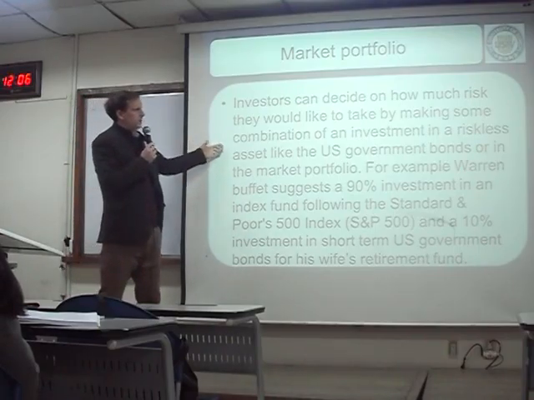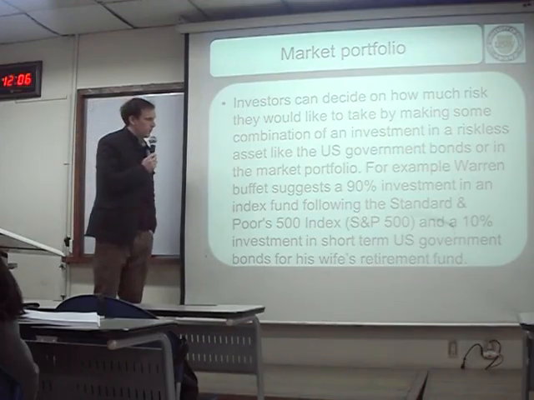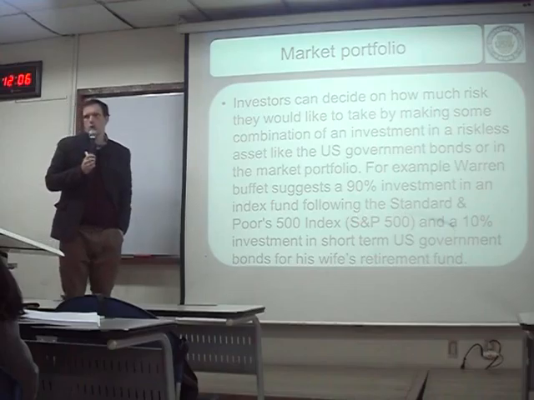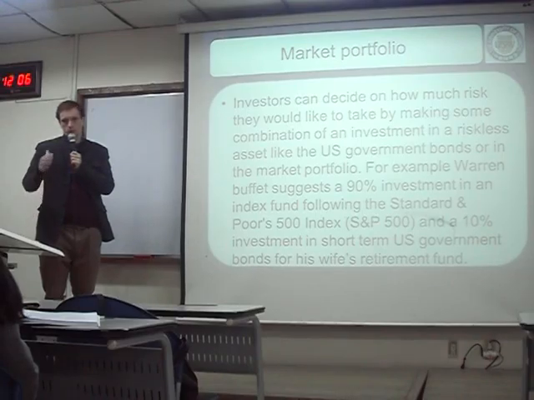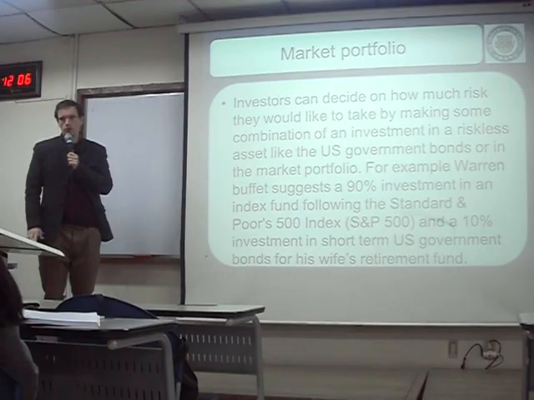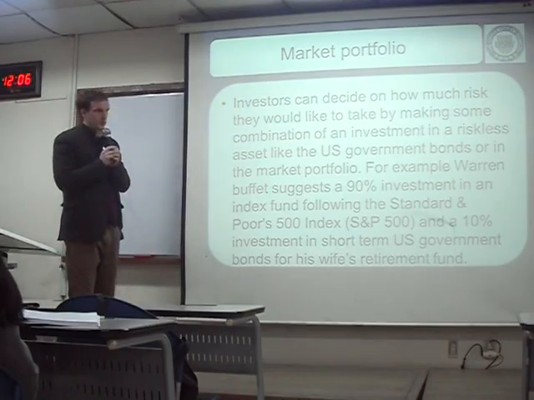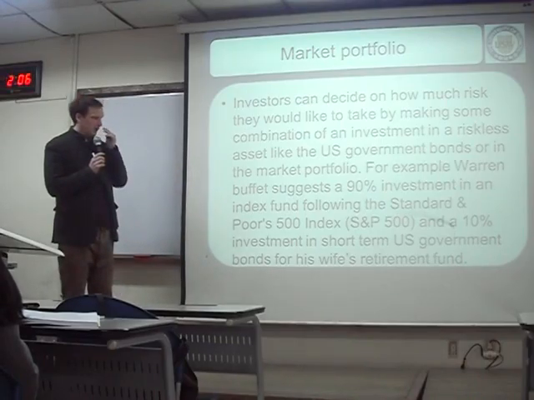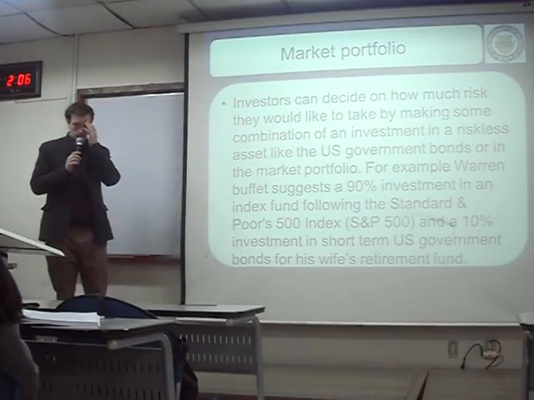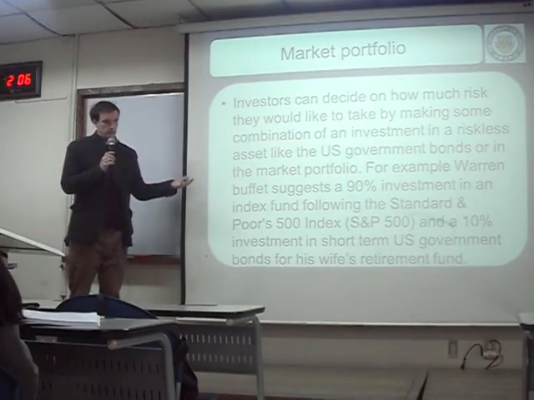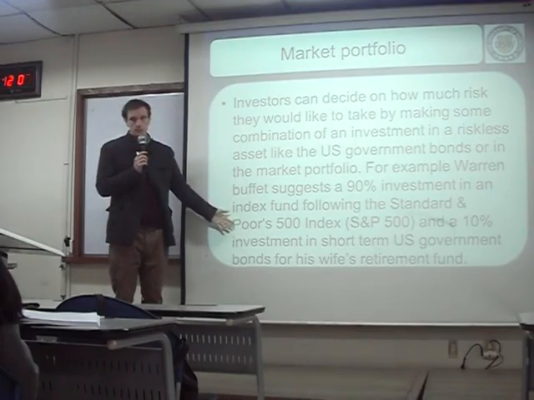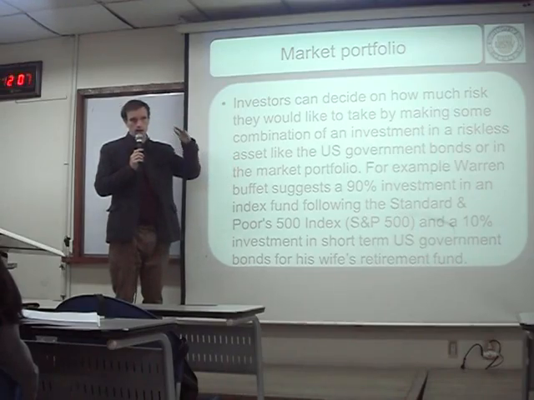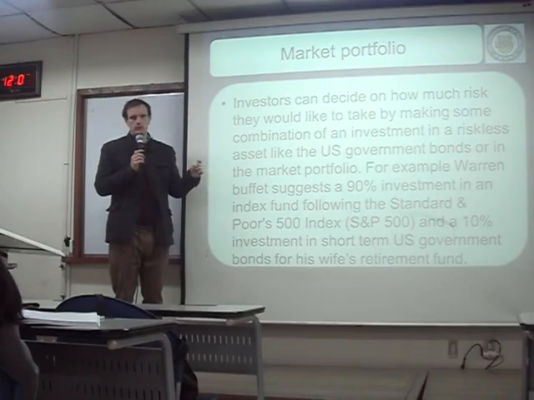So we can make some combination of an investment in a riskless asset like the US government bond, or we can invest in the market portfolio. Do you know Warren Buffett? Warren Buffett, famous investor. They interviewed him and they asked him, when you pass away, what do you recommend for your wife and your children to do with the money? And he recommended to invest the money in the market portfolio, 90%, and 10% in European government bonds. So it's not that high risk an investment. He's investing in the market portfolio and he's investing in government bonds. The reason he invests in government bonds is that if the prices in the market go down, does he want his wife to sell or keep it?